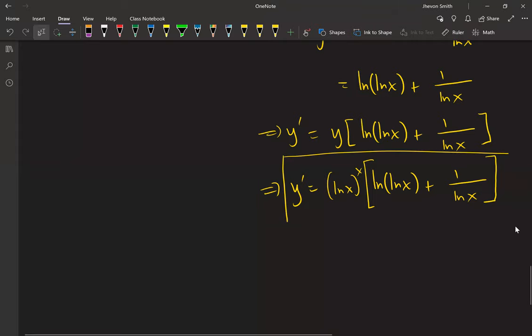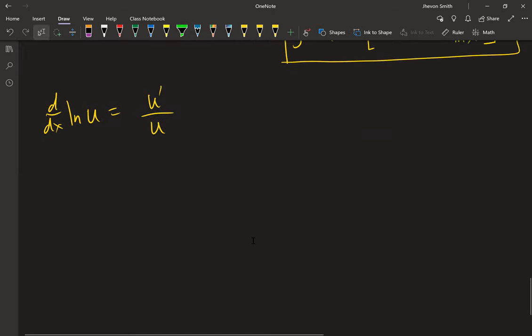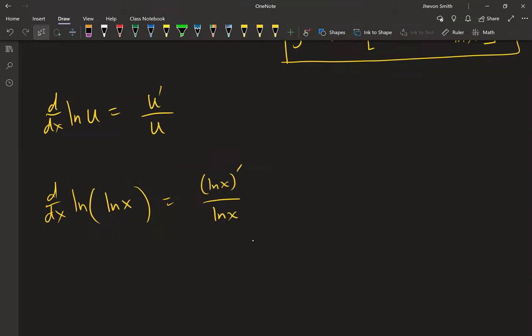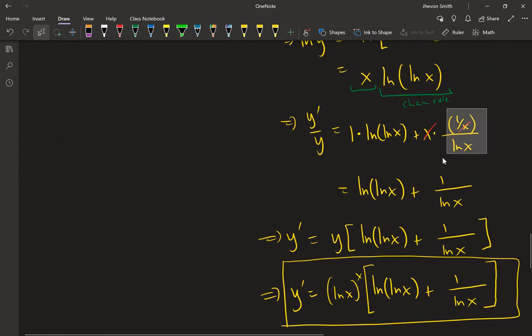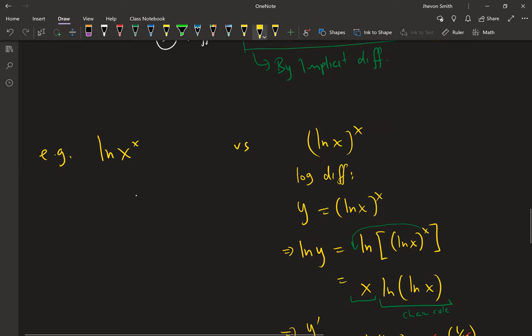So can you redo the chain rule part, because I'm still not sure how you did it? The chain rule says the derivative of ln of anything is the derivative of the thing over the thing itself. Right. So now if I have the derivative of ln of ln, then it's going to be the derivative of ln over ln. And the derivative of ln is 1 over x. And so that's this part right here. Okay, thank you.